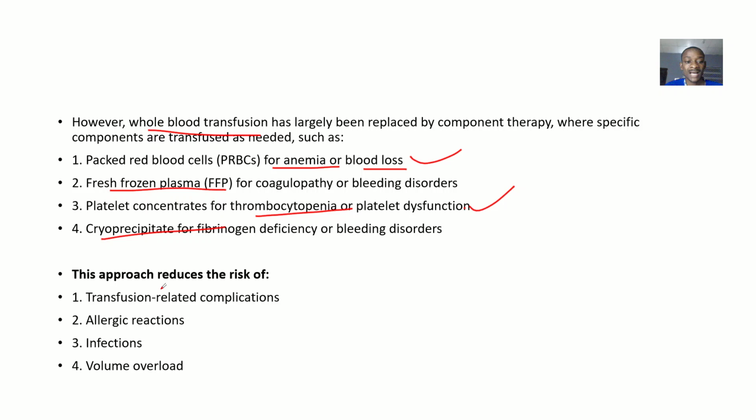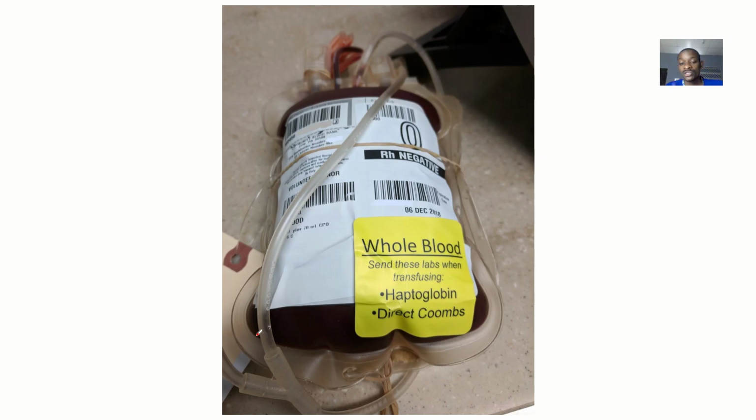So this approach of transfusing just what the patient needs is to alleviate possible transfusion-related complications. For example, if somebody needs platelets and you are giving them full whole blood, it can lead to accumulation of iron in the body because hemoglobin has iron stores. So it can lead to iron overload, allergic reactions, infections, and volume overload. So this is whole blood.